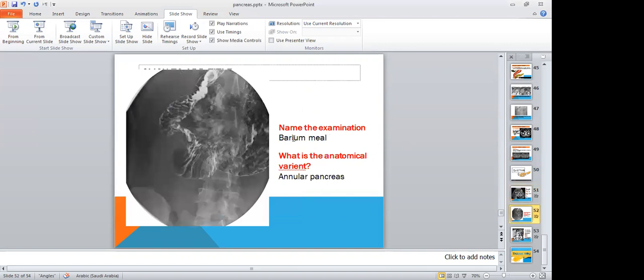Okay, name the examination. This is a barium meal. What is the anatomical variant? This is the anatomic variant, annular pancreas, with slit-like narrowing of the second part of the duodenum.